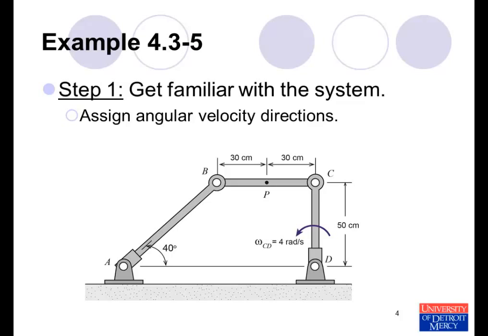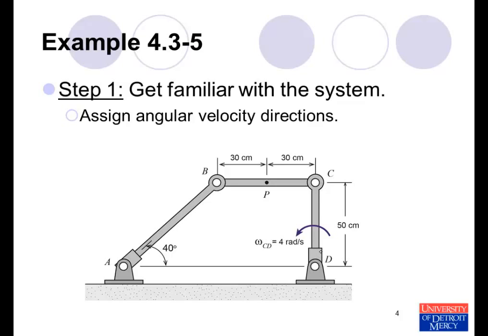The next thing we want to do is assign angular velocity directions. We're given the angular velocity direction for this bar CD, and we want to attempt to determine the directions for the other linkages, AB and BC. If we have trouble determining the directions, that's okay. We'll just go ahead and assume a direction. When we do our calculations, if we calculate that the angular velocity is negative, then we know that the direction is opposite what we assumed.